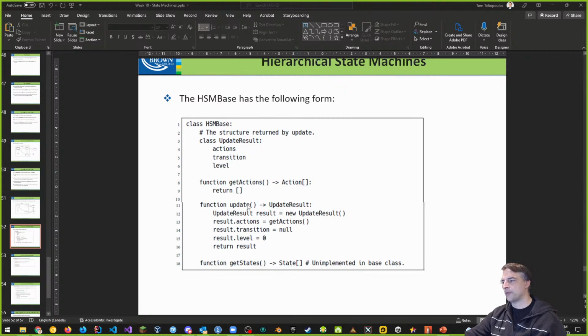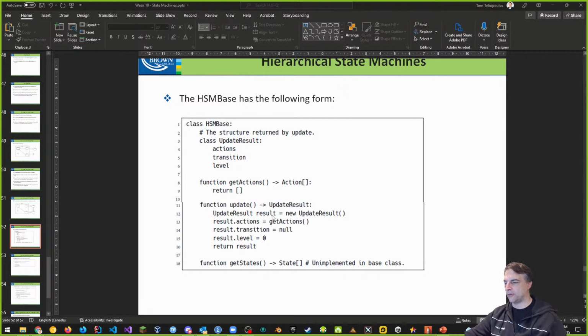And then this is where it becomes more complex. The update method of the hierarchical state machine returns some kind of update result, either an action, a transition, or the level that we're in. One of those three things. So example would be the update result.